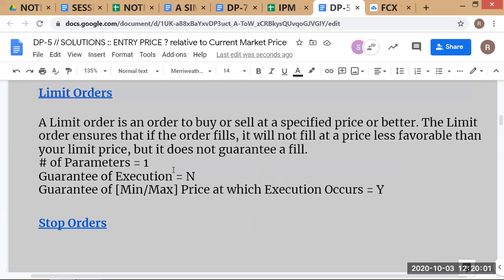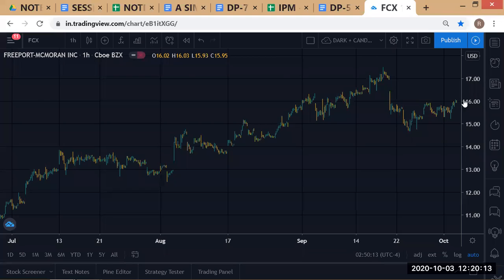Then limit orders. With limit orders, there is no guarantee of execution, but there is a guarantee of price. Obviously, why no guarantee of execution? Because the market is here and I place a sell order at 16.6. There's no guarantee the market's going to go there. It may just collapse straight from here. There's no guarantee of execution, but if it goes there, then I will get a fill at 16.6. They can't execute a 16.6 sell limit order at 16.5. That's why there is a guarantee of price.